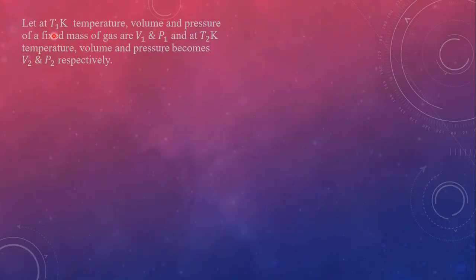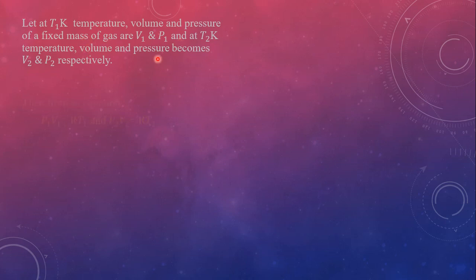So at temperature T1 Kelvin, the volume is V1 and pressure is P1. Now as the temperature is increased to T2, volume and pressure become V2 and P2. So see here, none of temperature, pressure or volume is constant. All pressure, temperature, and volume are changing. We cannot use exclusively Charles law or exclusively Boyle's law here in this case, because both temperature and pressure are changing.